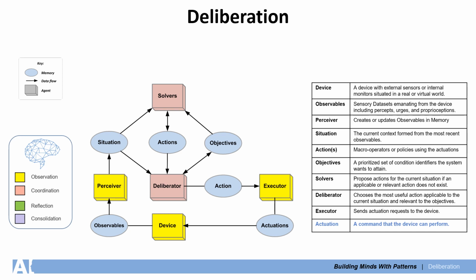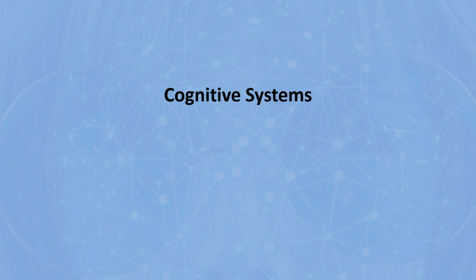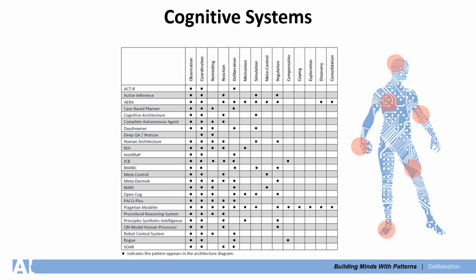Forces for using the deliberation pattern include situations where the system is required to achieve or maintain objectives. What is a cognitive system? A cognitive system is a software and hardware implementation of a cognitive architecture. It is the instantiation of an artificial mind.